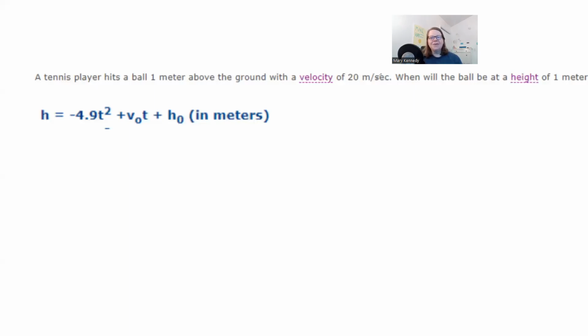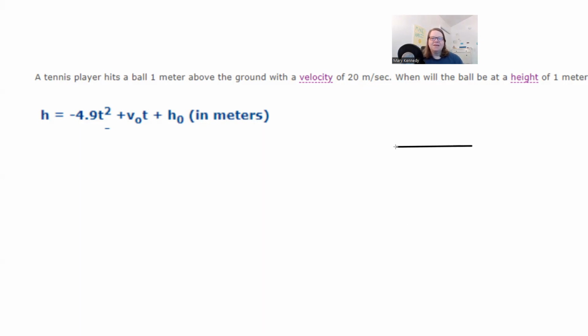All right, let's take a look at this one. Another quadratic problem. Let's see. A tennis player hits a ball 1 meter above the ground with a velocity of 20 meters per second. When will the ball be at a height of 1 meter again? It cuts off the word again, but that's what that says.